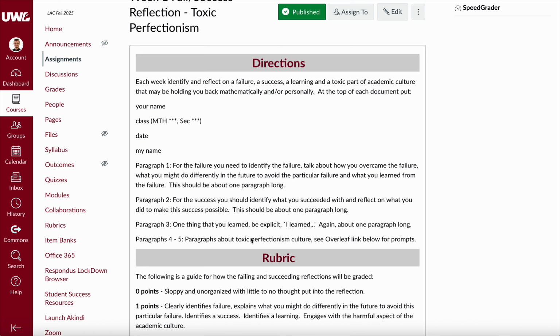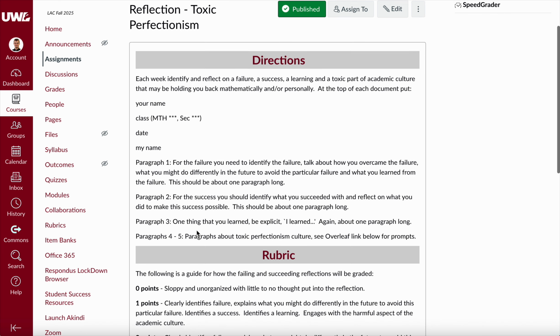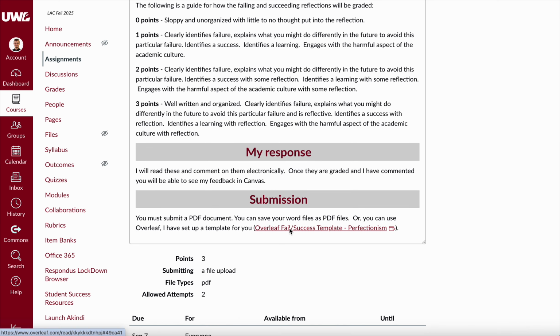And then paragraphs 4 and 5, we'll talk about this a lot more in class, but you're going to write about toxic perfectionism culture in this first week, and then week 3 you'll write about a different topic. But in any event, the first 3 paragraphs are all the same, and then the last 2 always change. I do have an Overleaf template that you should use.